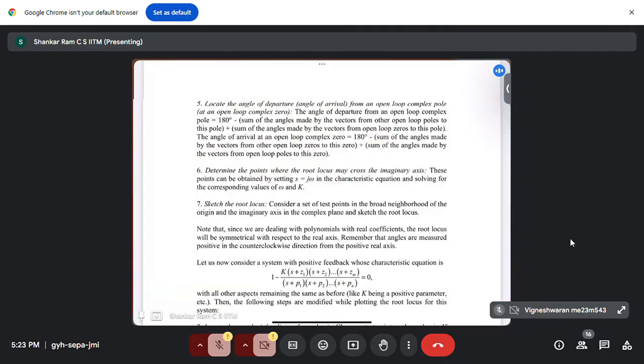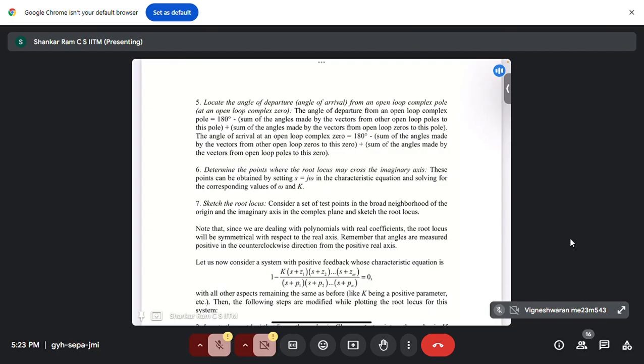This is step number 5. When we do not have a complex open loop zero or a complex open loop pole, step 5 does not apply. Is step 5 clear to everyone? Once again, as we keep doing problems, it will become much easier. Sir, can I ask something? Yes, please go ahead.